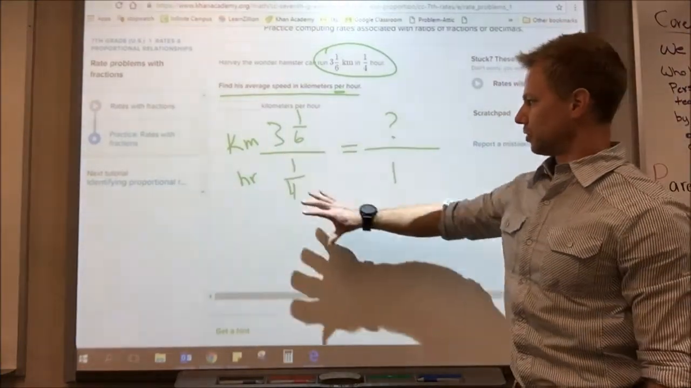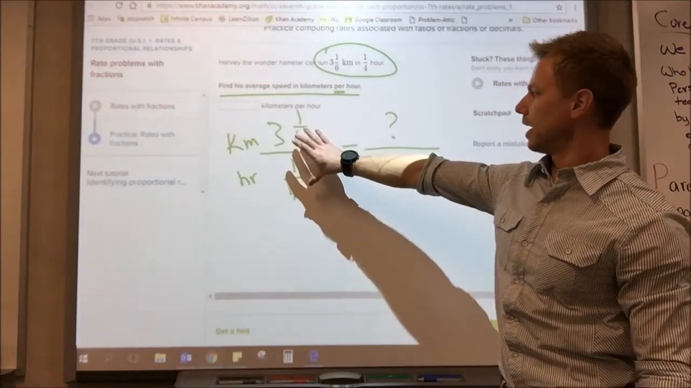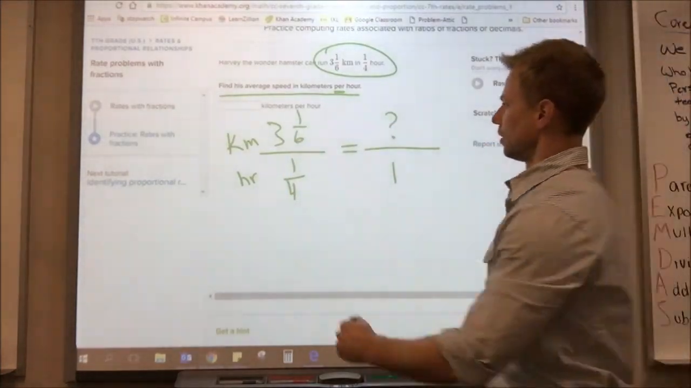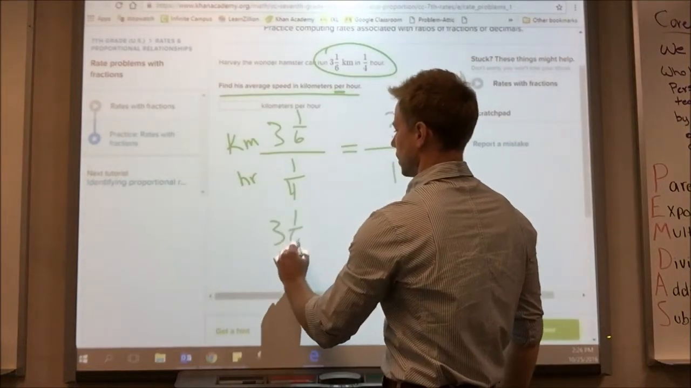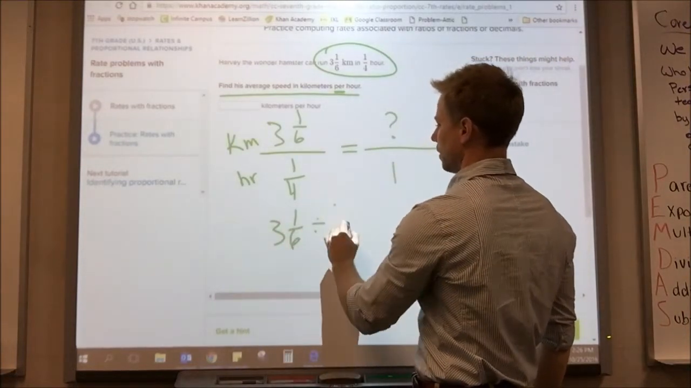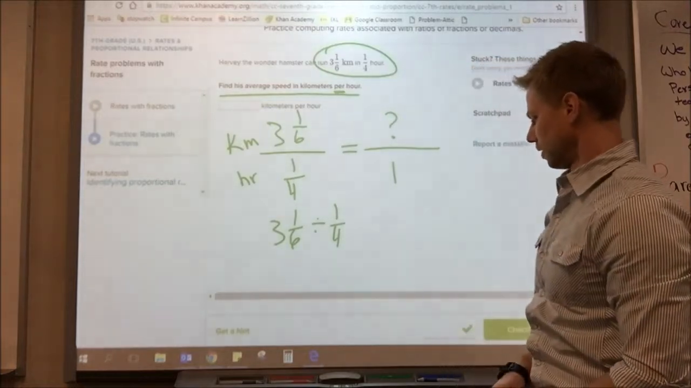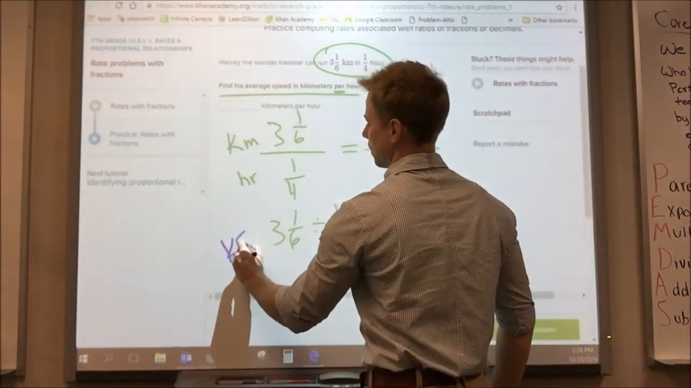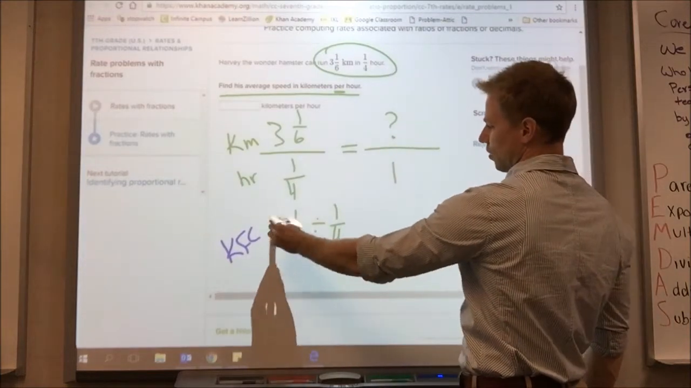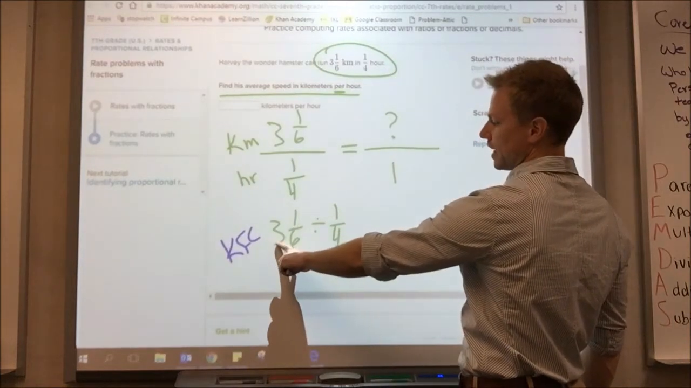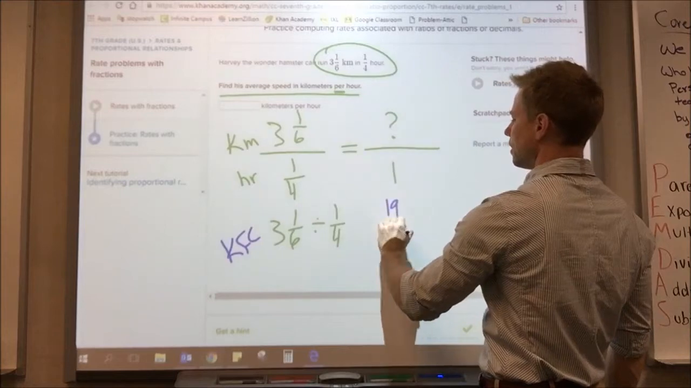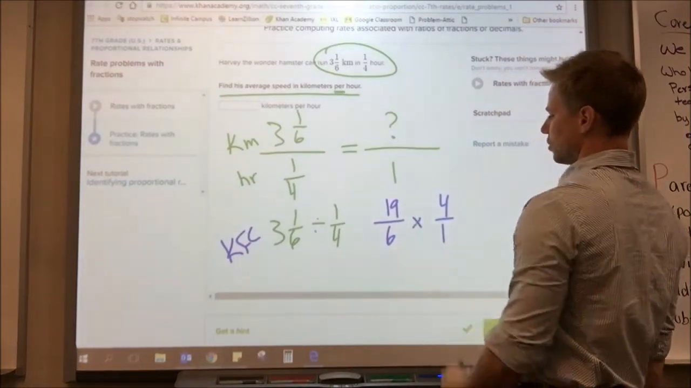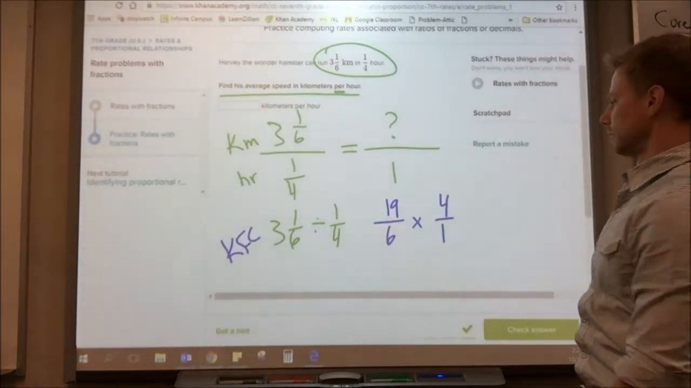Now that we have our proportions set up, we can divide and figure out how many kilometers it is in 1 hour. So we have 3 1/6 divided by 1/4. Can't divide fractions, so we have to KFC. We rock around the clock first. 6 times 3 is 18, plus 1 is 19. 19 over 6. Flip the second fraction, change division to multiplication.